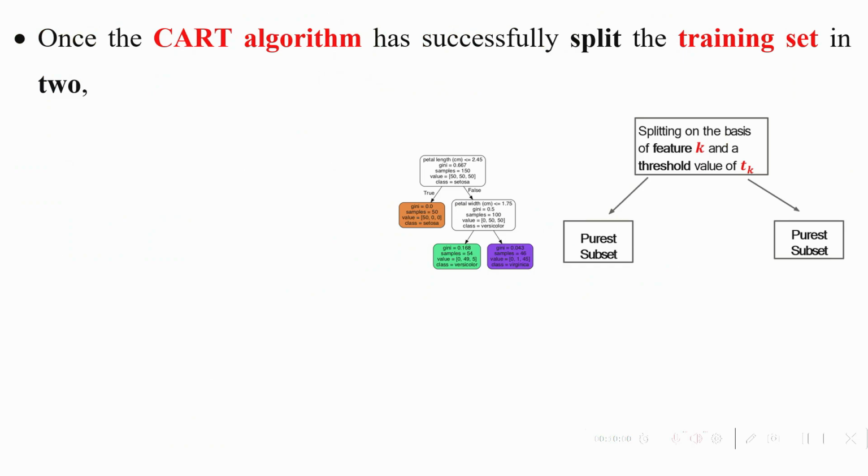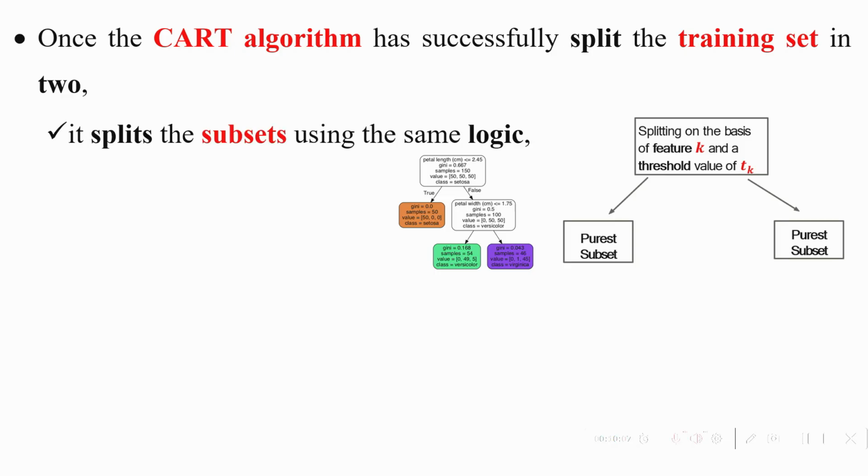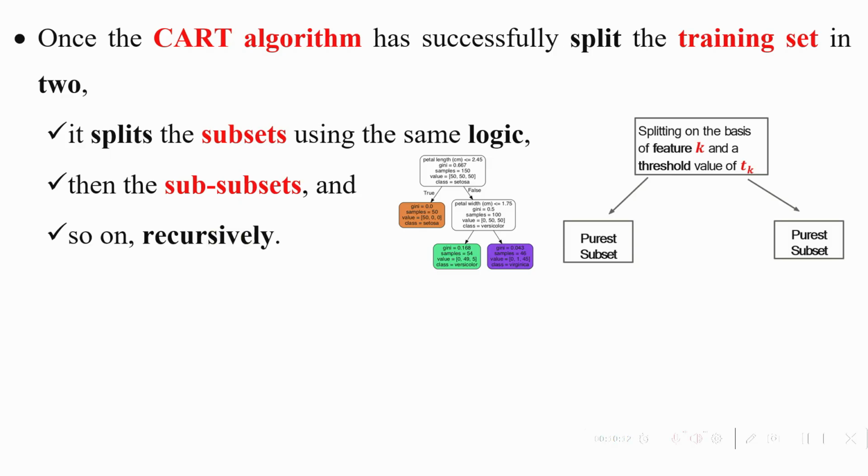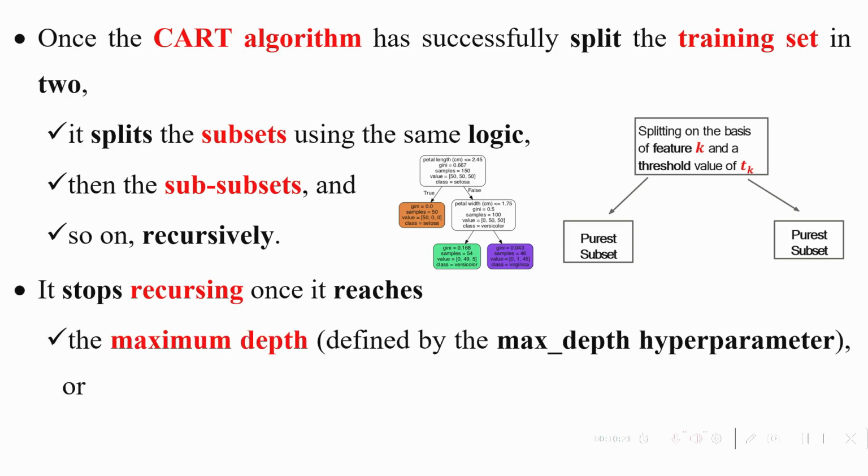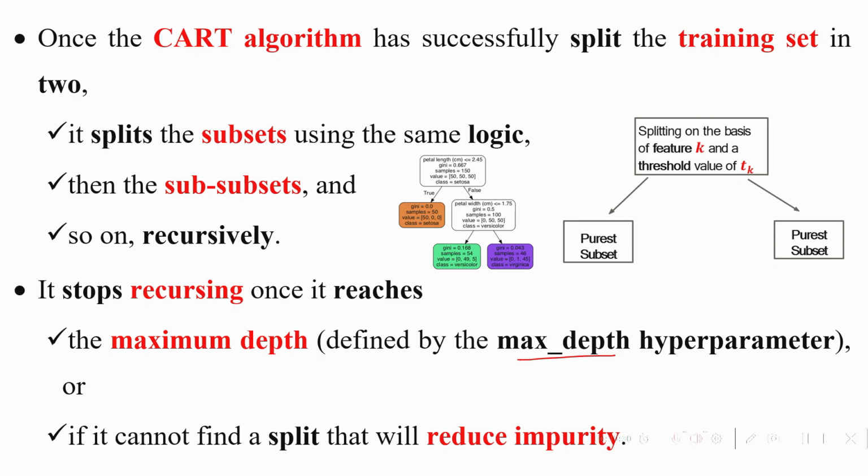Now, once the CART algorithm has successfully split the training set into two parts, it splits the subsets using the same logic, applying it recursively to all the nodes. It stops recursing once it reaches the maximum depth, defined by the max depth hyperparameter, or if it cannot find a split that will reduce the impurity.